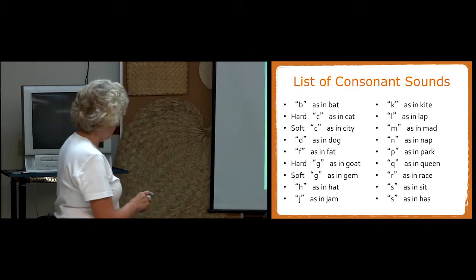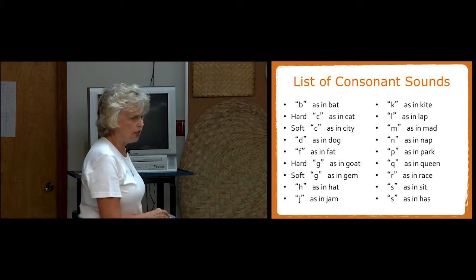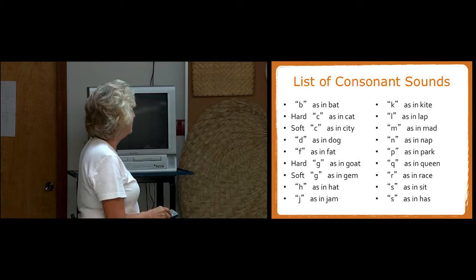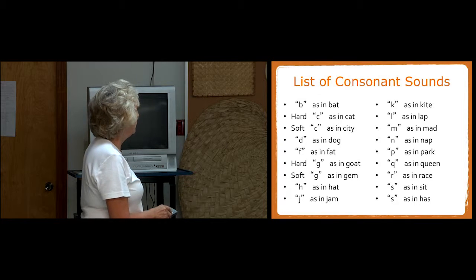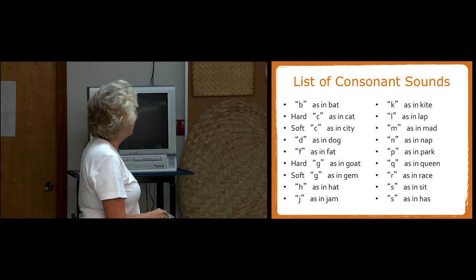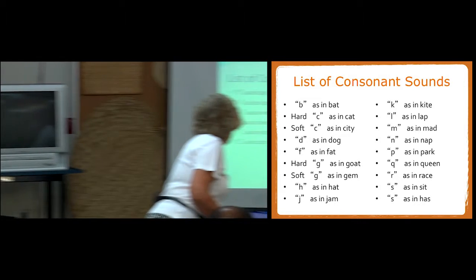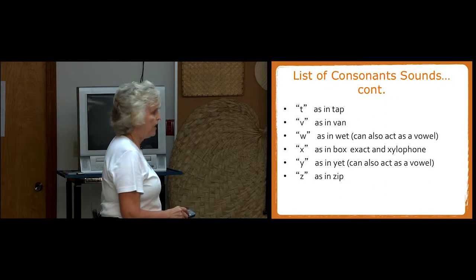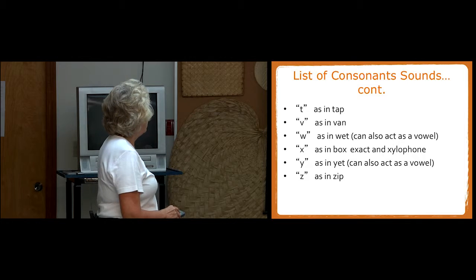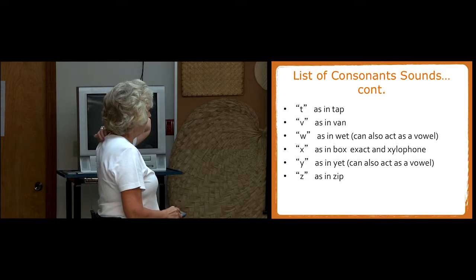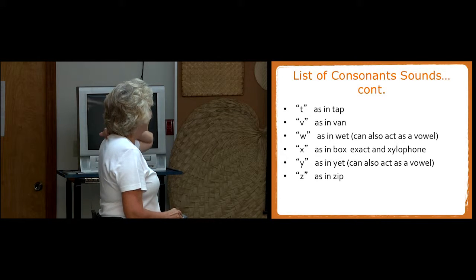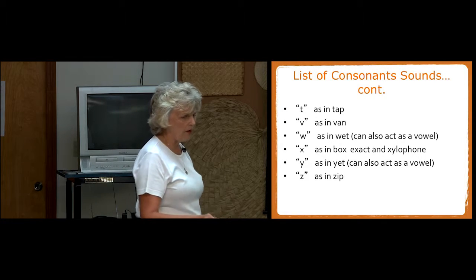All right, and I'm not going to read all these, but on your sheet, I've given you a list of consonant sounds, and I've given you a key word for every one of the consonant sounds. I've given you hard C, soft C, D and F, hard G, soft G, H and J, all of these. And then on the next frame, you've got the T, V, W. And remember that W can act like a vowel. The X can be like exact or xylophone. And Y can also be a vowel. And Z is pretty consistent. So you've got all of those there.